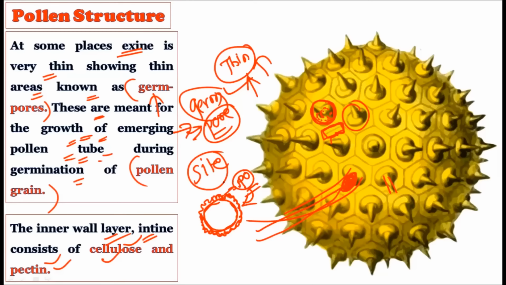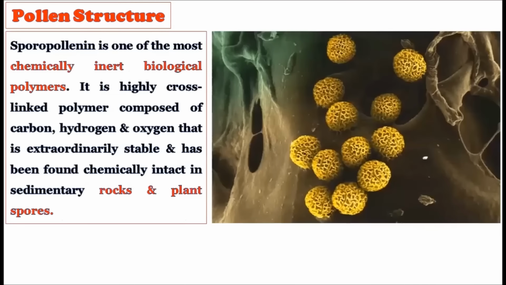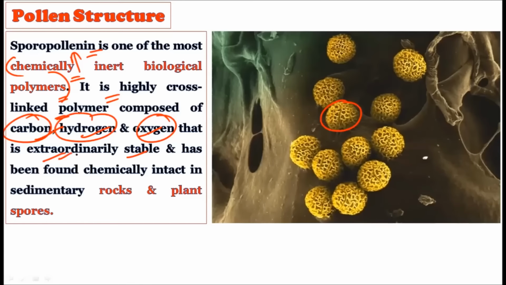So sporopollenin is making this pollen grain very resistant to environmental factors. Now see, sporopollenin is one of the most chemically inert biological polymers. As we have discussed already, this is a very inert material. The sporopollenin present in the outer wall of the pollen grain does not degrade easily. It is a highly cross-linked polymer composed of carbon, hydrogen, and oxygen that is extraordinarily stable.